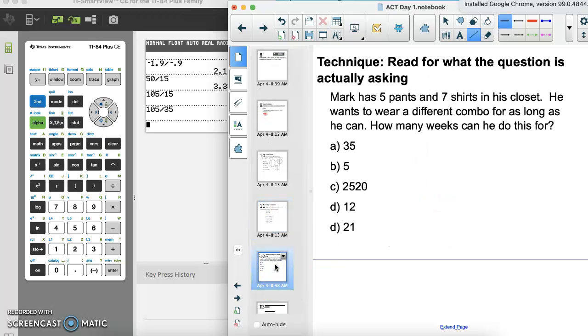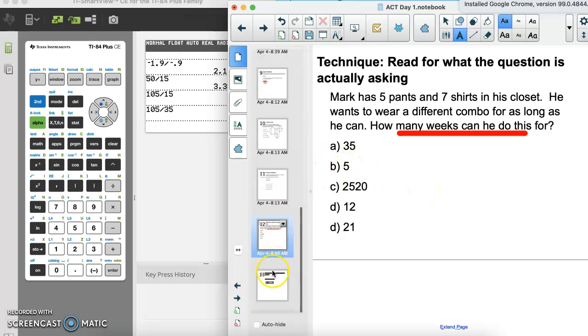A lot of times the ACT will add extra words, so read the question for what it's actually asking you for. This one, a lot of people would just go quickly through and say, okay, well, 5 times 7 is 35 options. But it's asking you how many weeks can you do it for. So you would want to divide that by the 7 days. So 5 would be the correct answer for this.